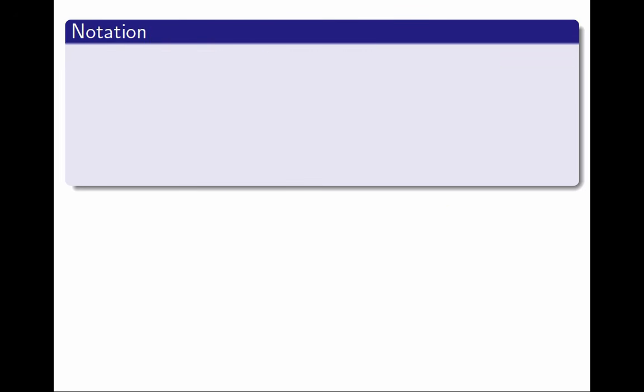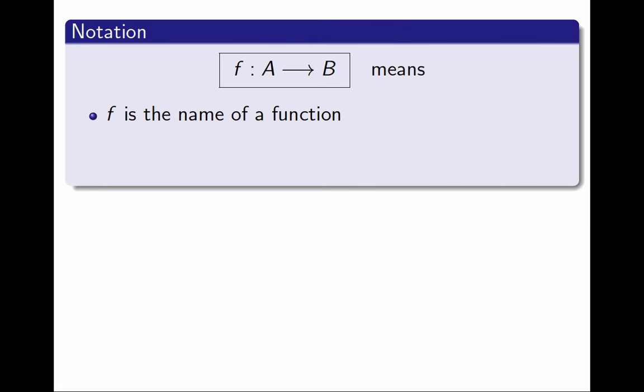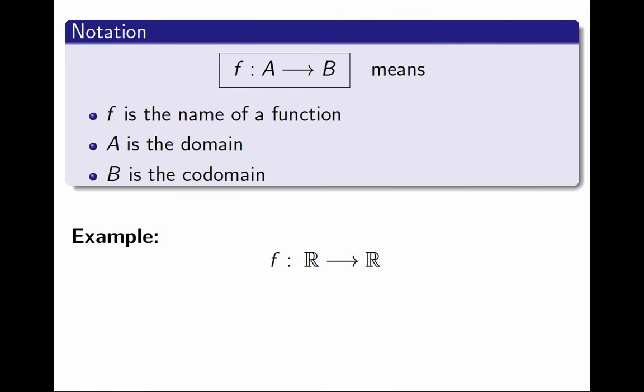Finally, one piece of notation. If you read an expression like this, f colon A arrow B, it means that f is the name of a function, A is the domain, and B is the codomain. It is just shorthand for all of that. For example, I could define a function f with domain all the reals and codomain all the reals, with the rule given by the equation f of x equals 3 plus x squared plus sin x. So far I have explained the strict way to define a function and to refer to its components. Next, I will explain some conventions.